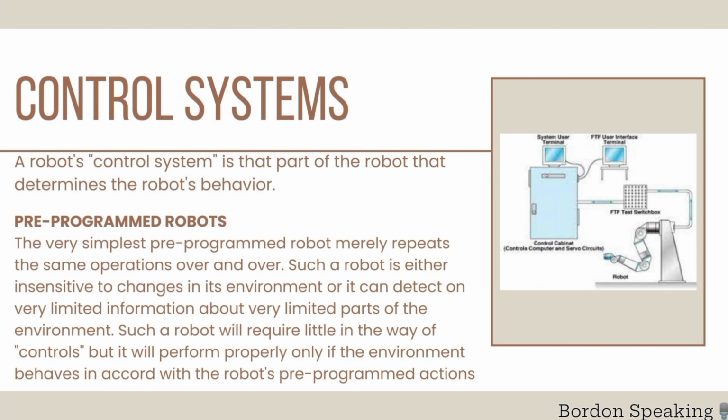The next component is the control system. A robot's control system is the part of the robot that determines the robot's behavior. Pre-programmed robots: the very simplest pre-programmed robot merely repeats the same operations over and over. Such a robot is either insensitive to changes in its environment or it can detect only very limited parts of the environment. Such a robot will require little in the way of controls, but it will perform properly only if the environment behaves in accord with the robot's pre-programmed actions.